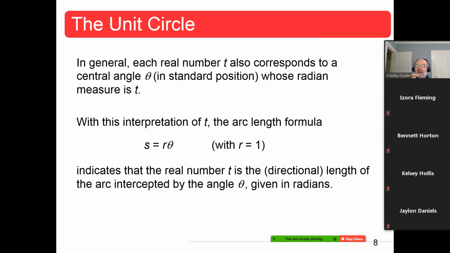In general, every real number t corresponds to a central angle in standard position whose radian measure, not angular degree measure, radian measure, is equal to t. Okay? Now, notice they weren't calling this a length anymore. We were calling it arc length. They're not referring to it as a length, they're just referring to it as a real number. Well, radian, remember, is a ratio of arc length to radius, which has no units either, so that's just a real number. So when they're talking about the real number, they mean this value t.